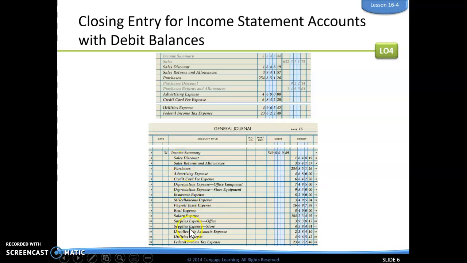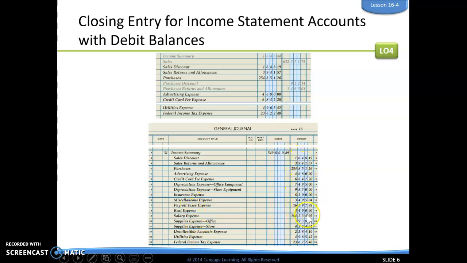There's usually quite a few accounts that we're going to have to list because this is all of our expense accounts. And usually we have quite a few expense accounts. So what I do is I usually write in my income summary because that's the account that we're going to debit. And then I write in all of those accounts that we're going to close. I put those totals in there.